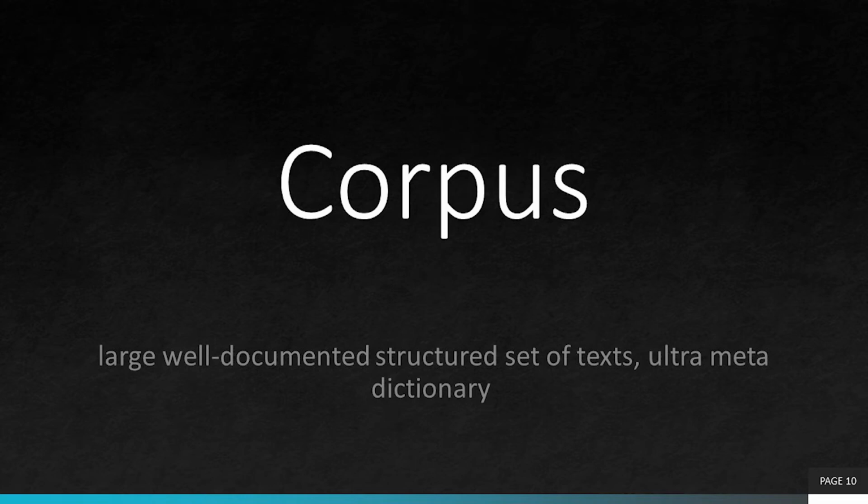You start with a corpus. A corpus is a large, well-documented, structured set of texts for validating linguistic rules. It's an ultra meta dictionary. Also, phrases and sentences and sentence fragments are annotated, labeled by humans, starting with whether a word is a noun, a verb, an adjective, and going all the way to telling the computer that a cool cat is a hip person and not a real cat. With this collection of words, phrases, and their meanings, the computer can do statistical analysis and hypothesis testing.